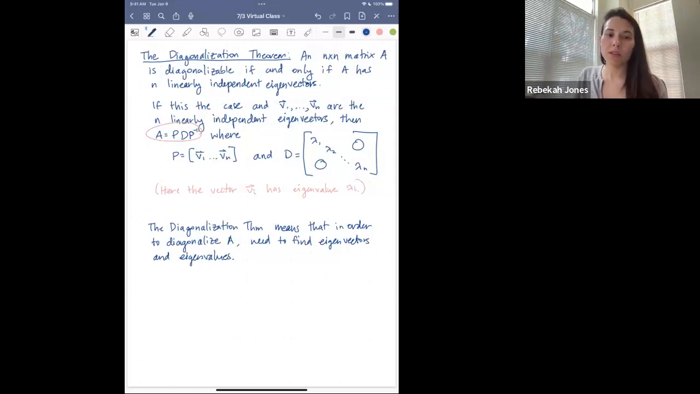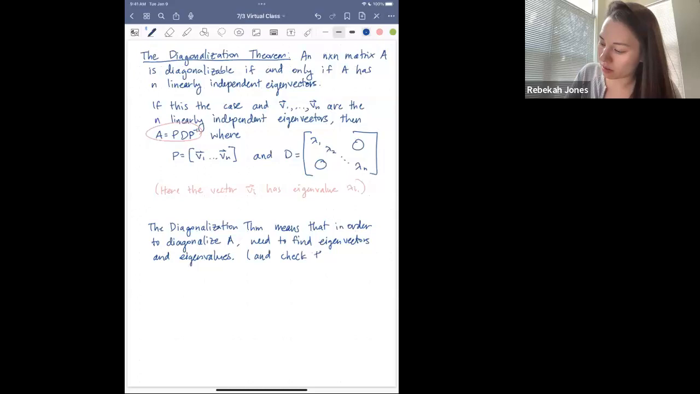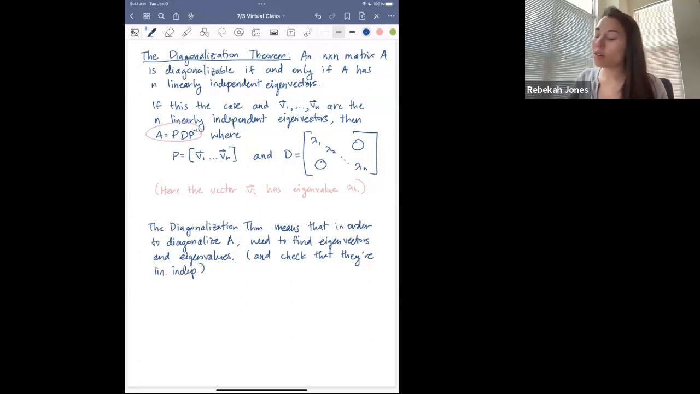Okay, so that's the first step in the process. And the second step is to check that they're linearly independent. If we can't find eigenvectors that are linearly independent, then we know that A is not diagonalizable by the diagonalization theorem. This guy right here.